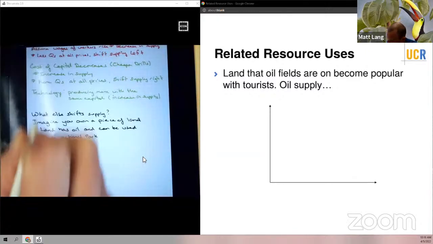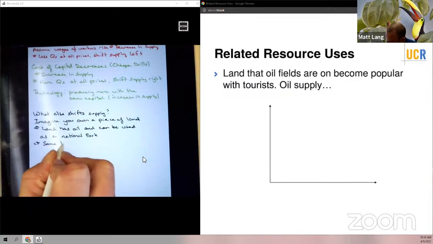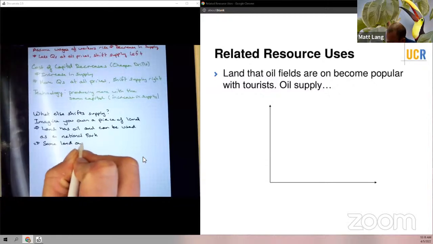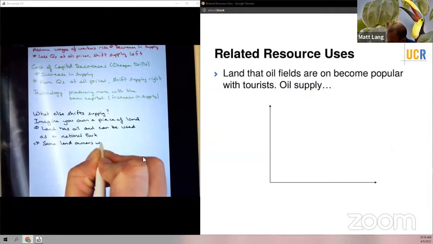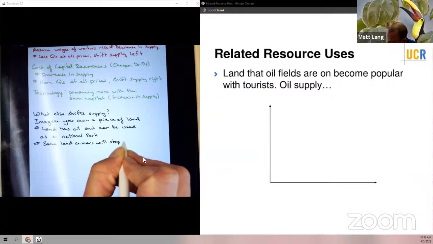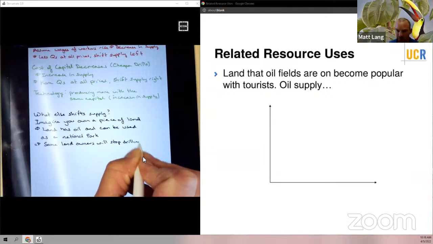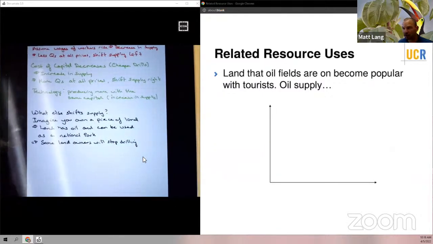We'll put some landowners. Some landowners will stop drilling, right? And they're going to say, there's an alternative use of this resource. And because there's this alternative use, it may be more beneficial for me, whether it's financial or just in terms of wanting to protect the environment, whatever story you want to tell. Some of these landowners will stop drilling.